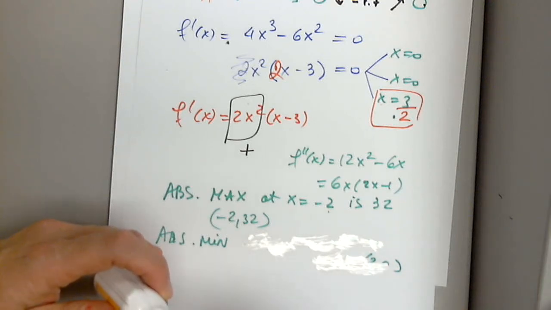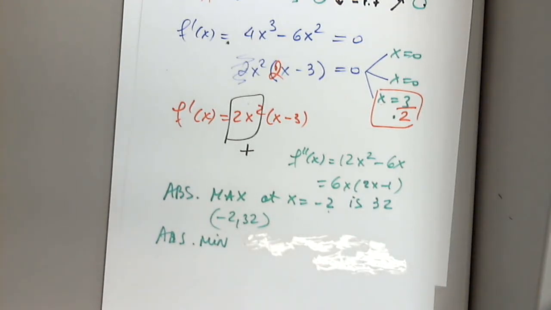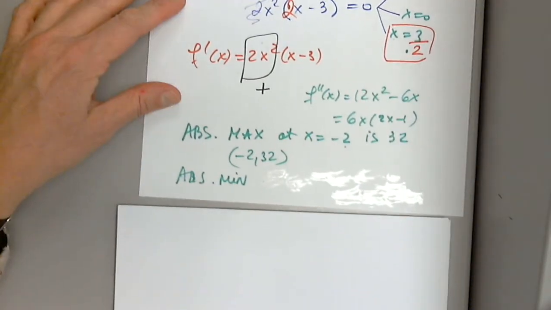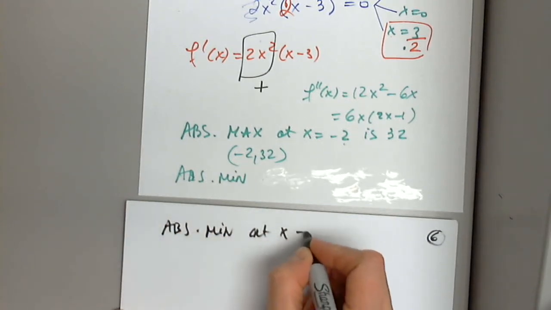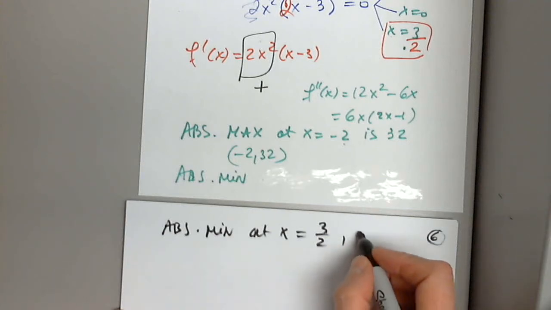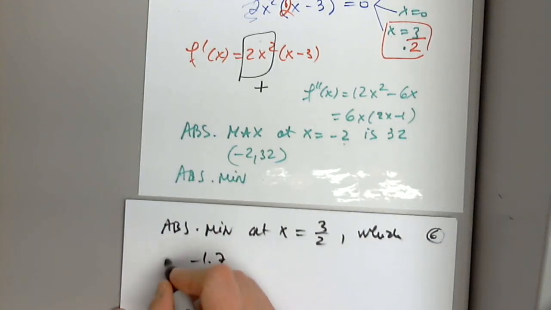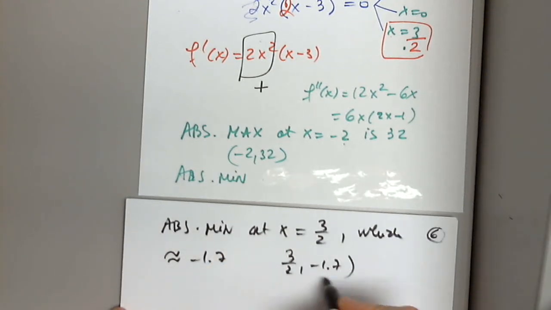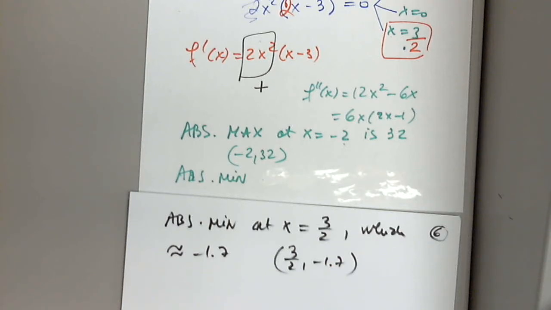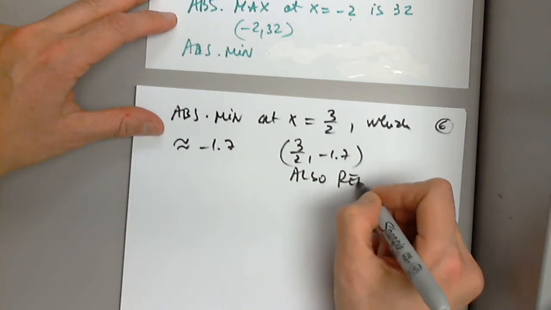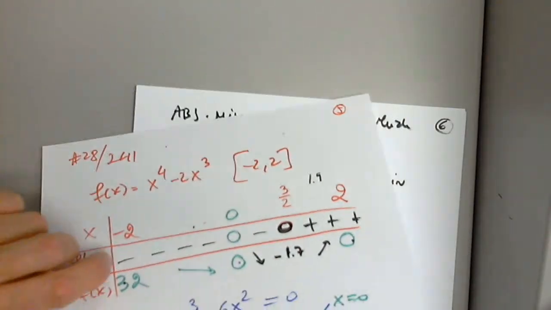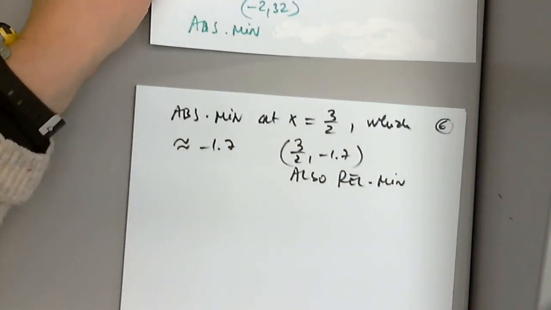And how much is the absolute min? So absolute min at x equals 3/2, which is, value is negative 1.7 approximately. So 3/2, negative 1.7. That's the absolute min. What about 2, 0 and 0, 0? Nothing. So this one is also a relative min. This one, however, negative 2, 32, is not a relative min because it's at the end point of the interval.